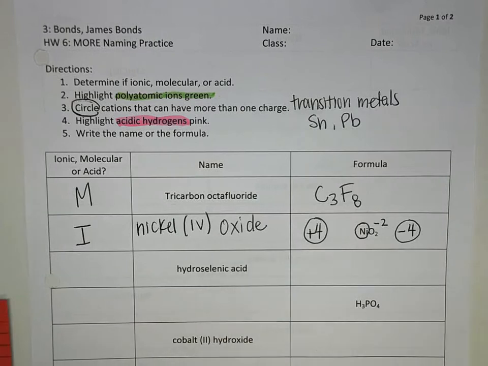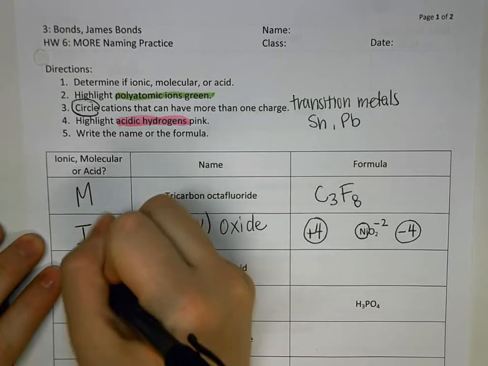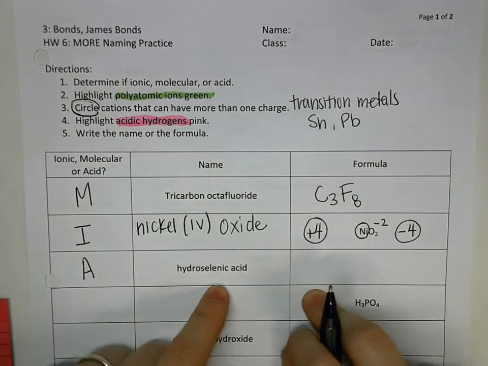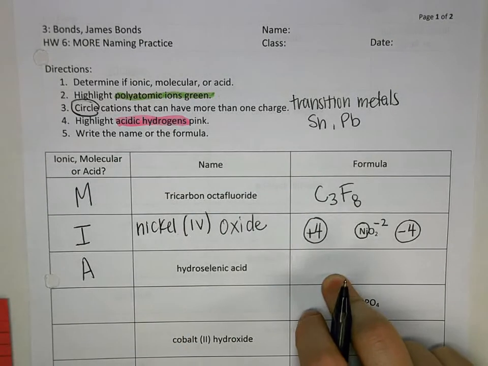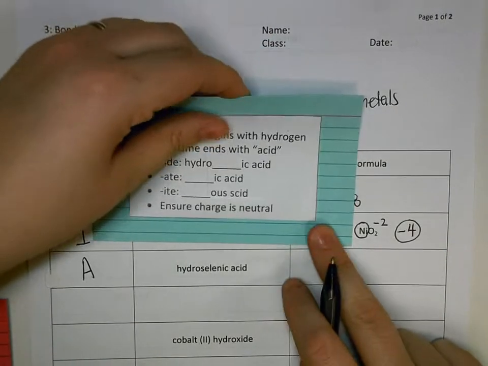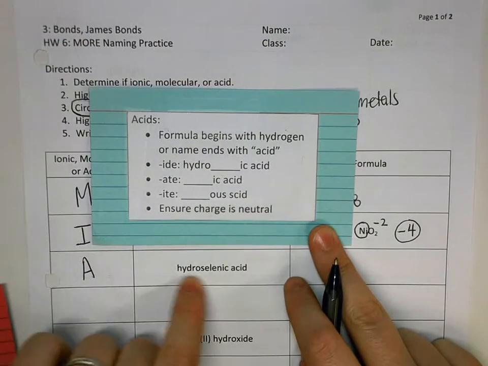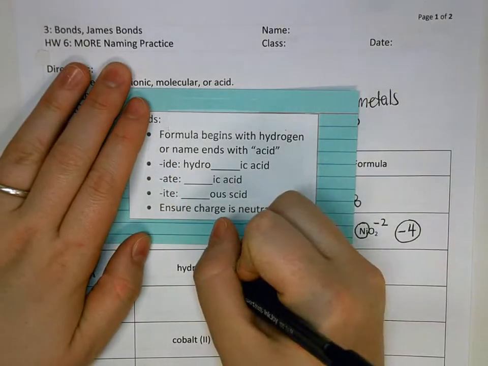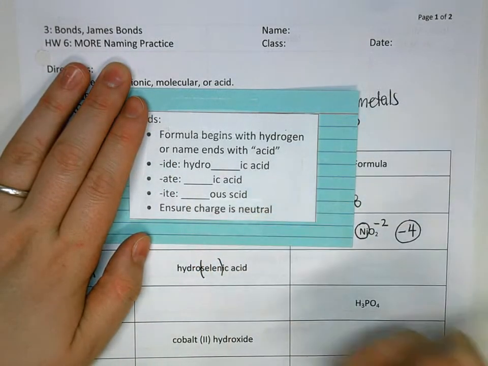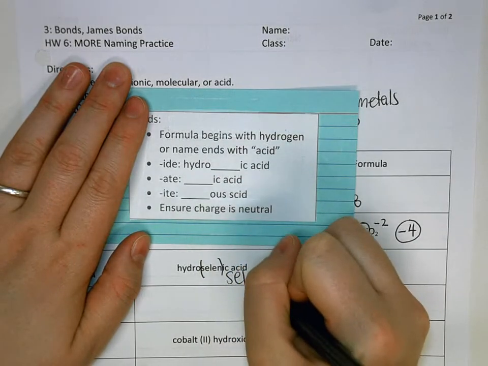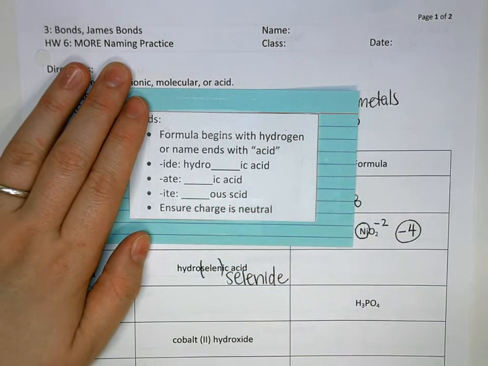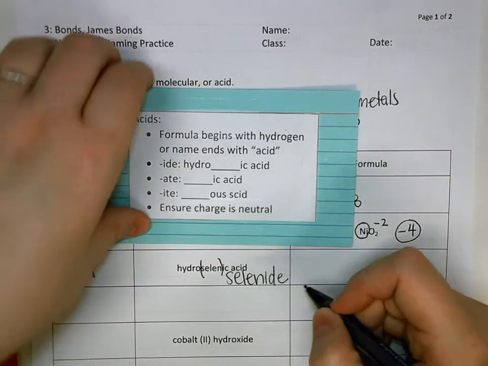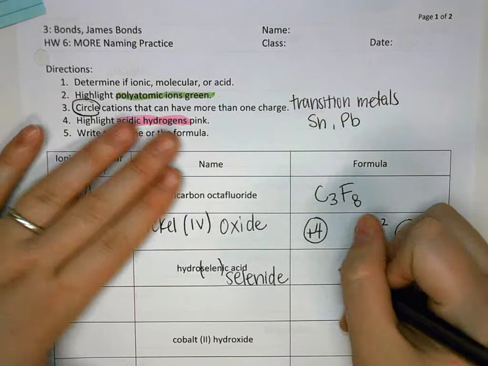Okay, the next one, hydroselenic acid. We know that's an acid because we've got the word acid there. So whenever I write out this formula, I need to check to see what the form is. So I've got a hydro-ic acid, which means that this stem in here originally ended with "ide." So this was originally selenide. So selenide would be selenium. So that's Se.